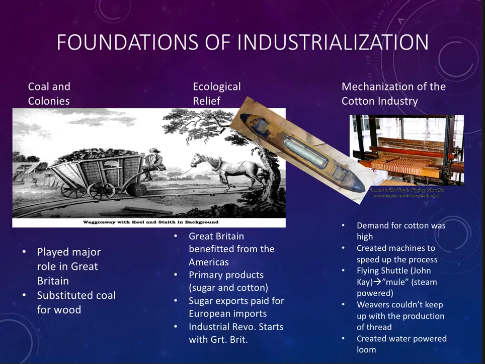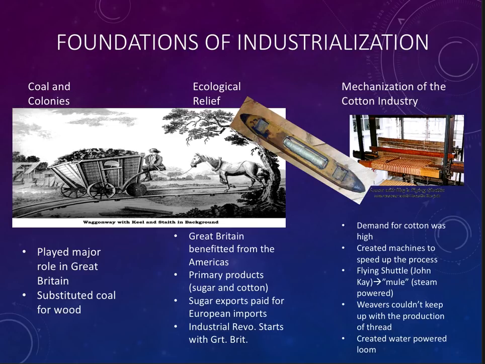In terms of ecological relief, Great Britain benefited from the Americas because there was a high demand for products. America was kind of the secondary resource that Great Britain had, and they would use it. Some of the primary products that they would bring in from the Americas were sugar and cotton. So these sugar exports helped to pay for the European imports, and the Industrial Revolution, because of this, is going to start in Great Britain. So Great Britain will be the first one to industrialize, the first area to have factories.